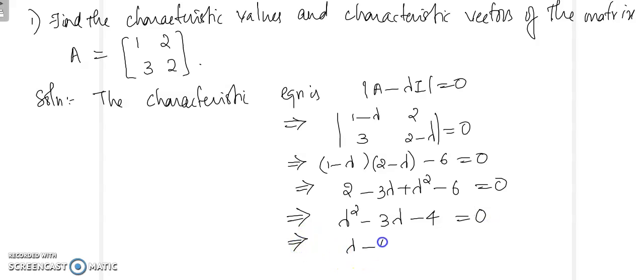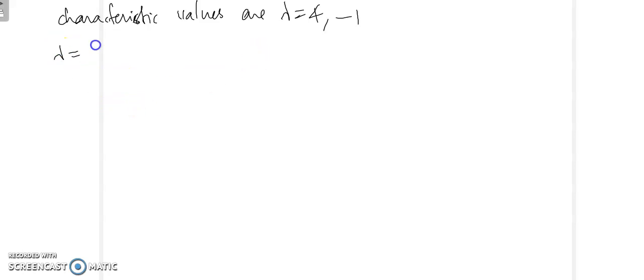So that gives (lambda minus 4)(lambda plus 1) equal to 0. So the roots are going to be 4 and minus 1. So the required characteristic values are lambda equal to 4 and minus 1. Now let us take the case when lambda is equal to 4. So when lambda equal to 4, you take the equation Ax equal to 4x.